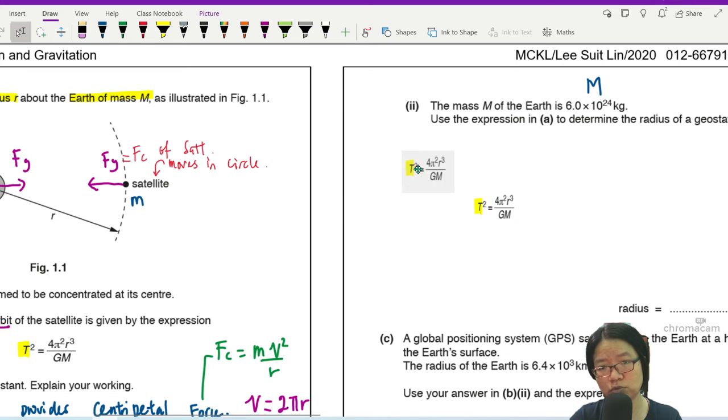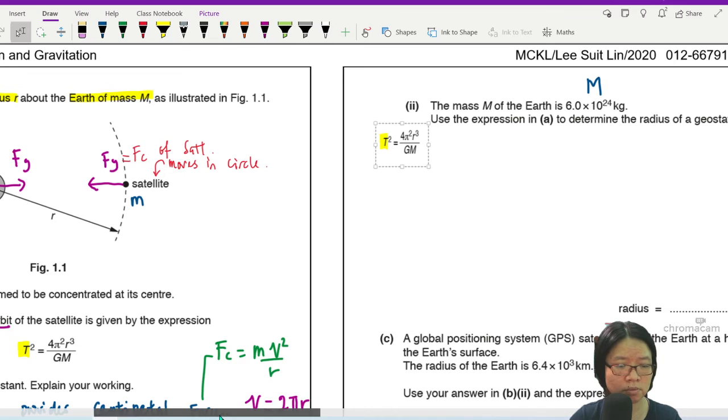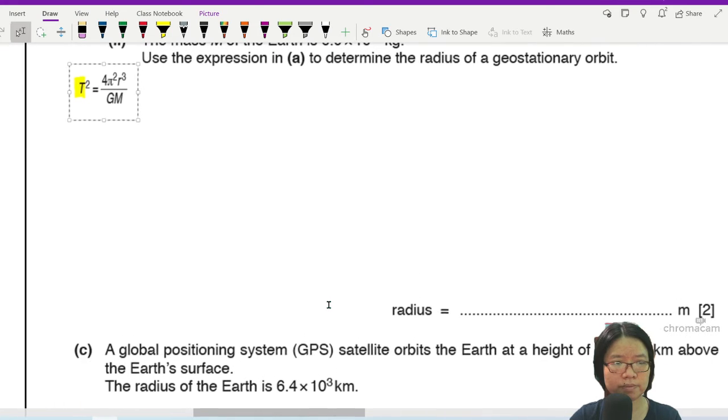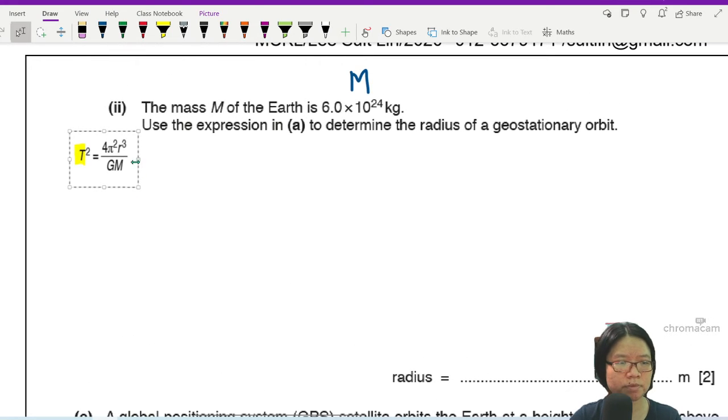If they allow me to move it here. Okay, there we go. All right, so we're going to use this equation. A bit stretched.